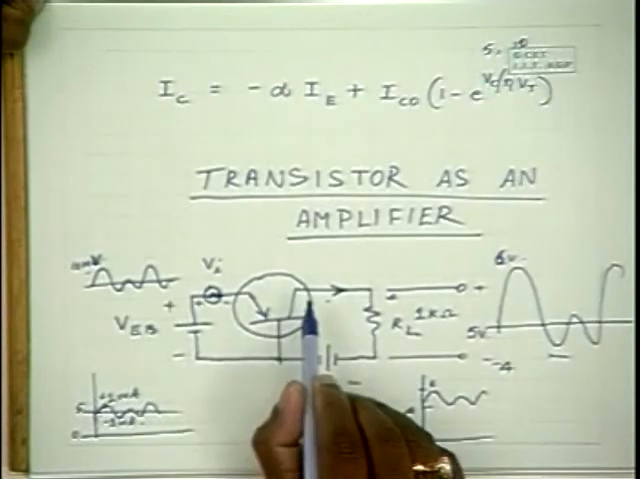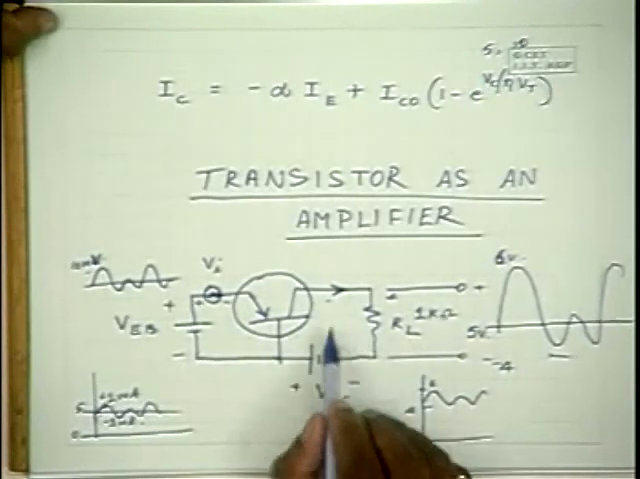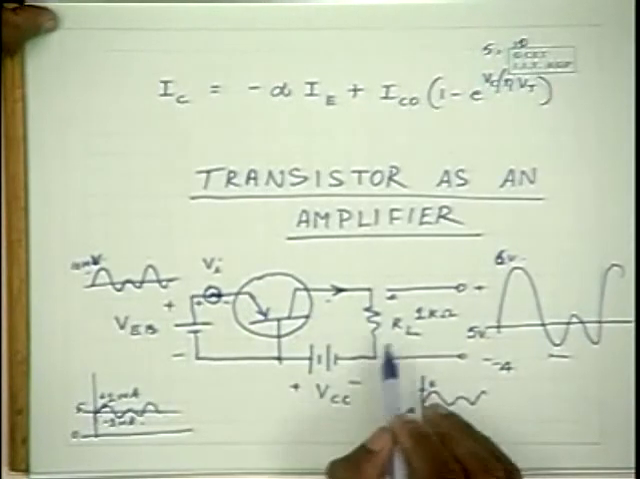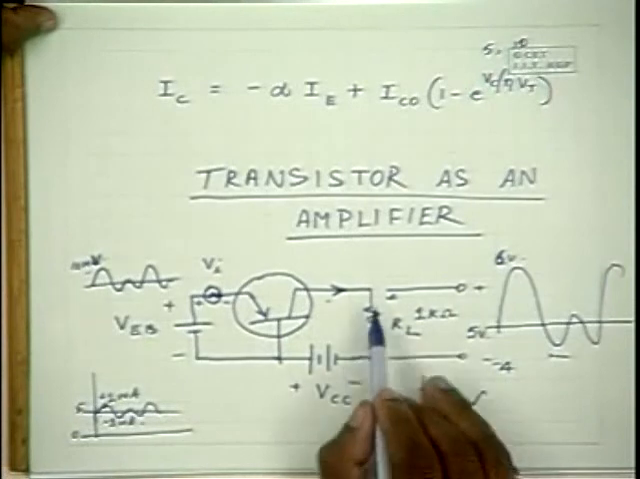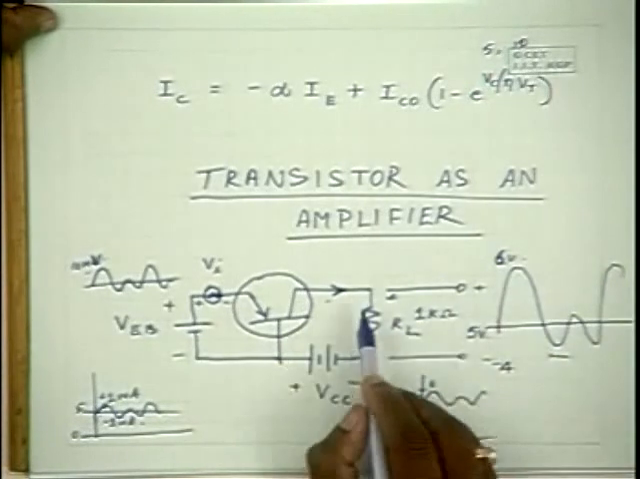Because of this transport phenomenon here, we can afford to have a large voltage drop across this by connecting a large resistance over here. Okay, I'll further discuss it in the next class.